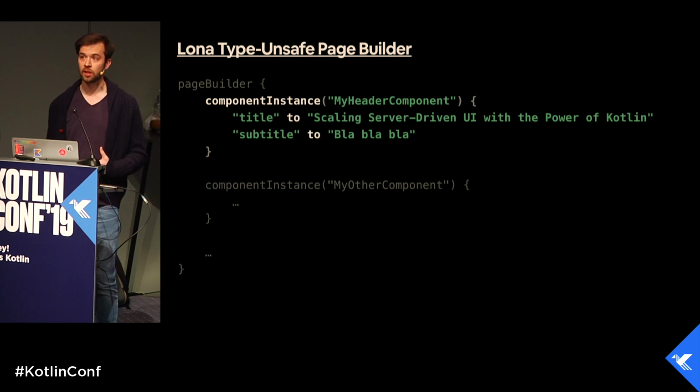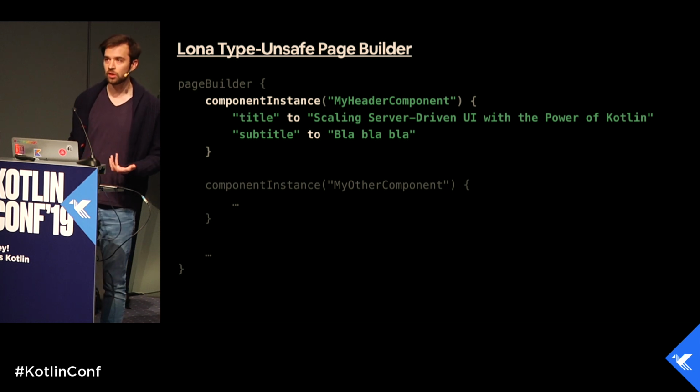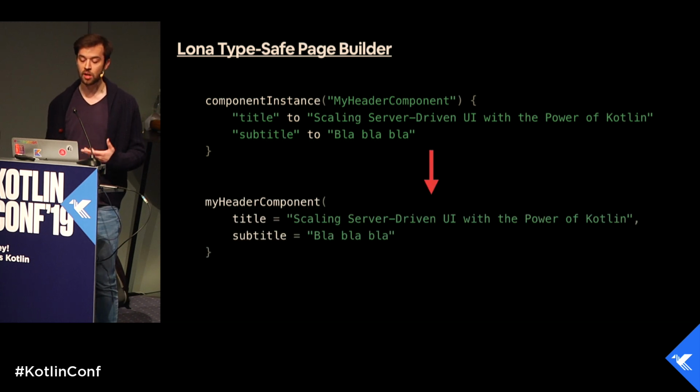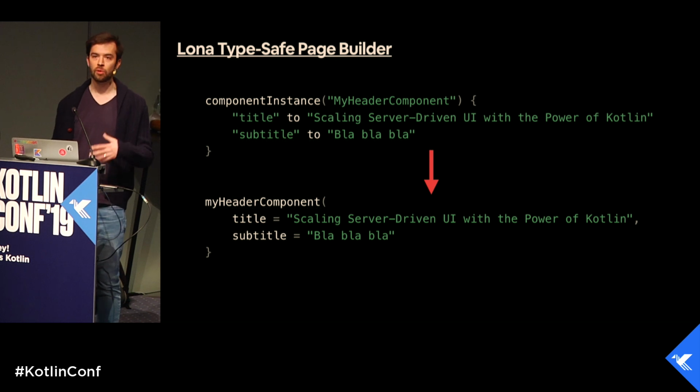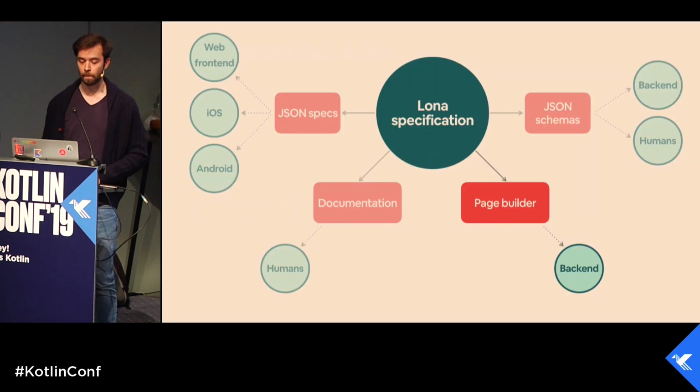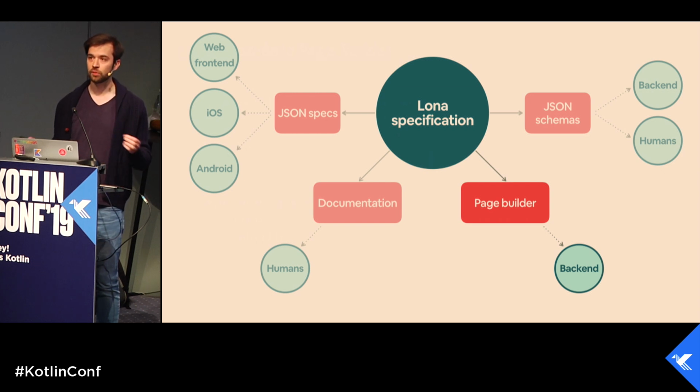Everything else is specified in a type unsafe manner. And so the type of the component is a string, so are the property names. All the validation happens at runtime, which is good that we have validation, but it's not ideal, of course. And so right now we're working on generating a type-safe page builder. So each component will get its own function, and the properties will be passed as parameters, and it'll also manage all the versions for us. And so with this, the backend can safely and easily build Lona pages that are guaranteed to work on all the different clients.